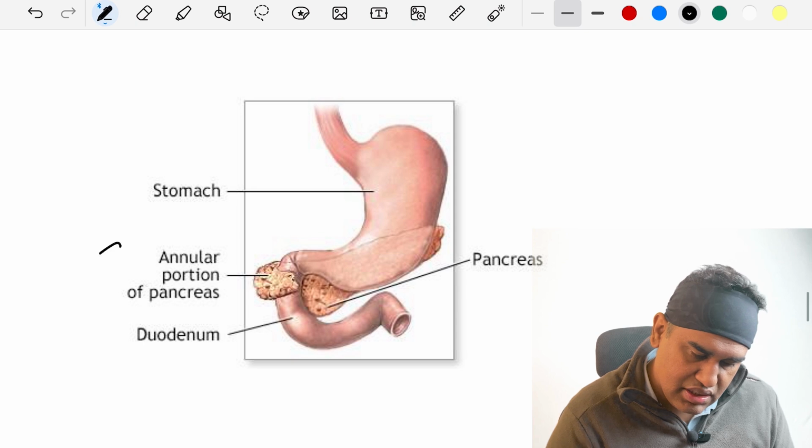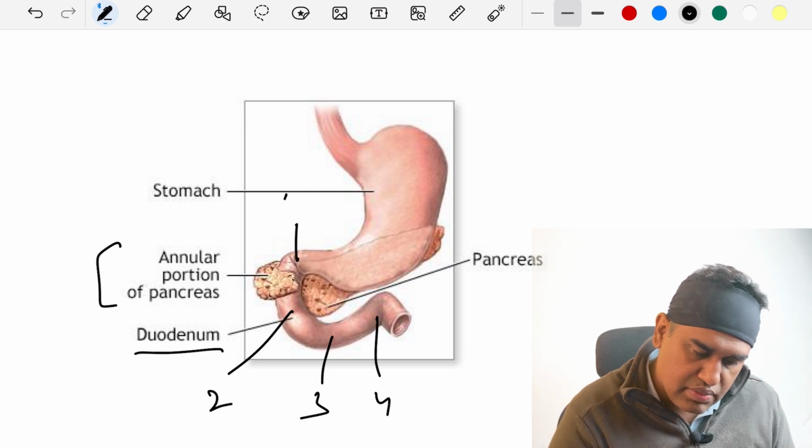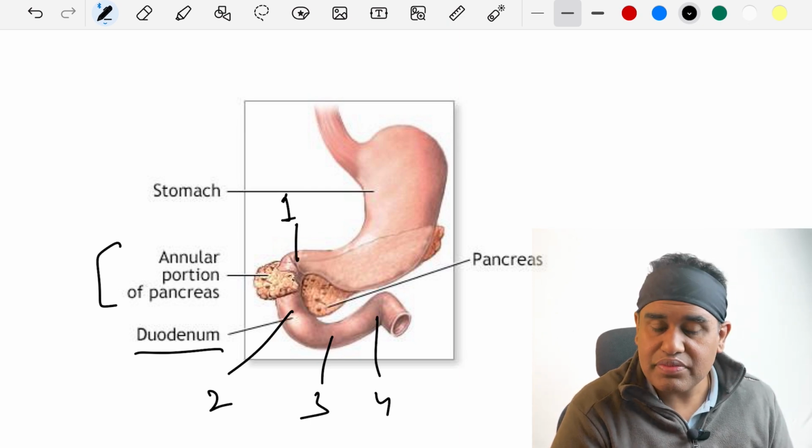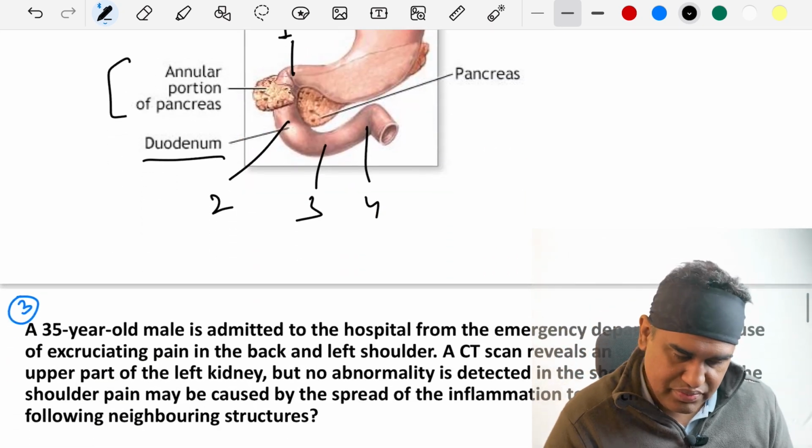Look at this one more image. The annular portion of the pancreas is compressing this part of the duodenum. That is the second part. That is the third part. This is the fourth part, and that will be the first part of the duodenum. The answer was the second part of the duodenum.